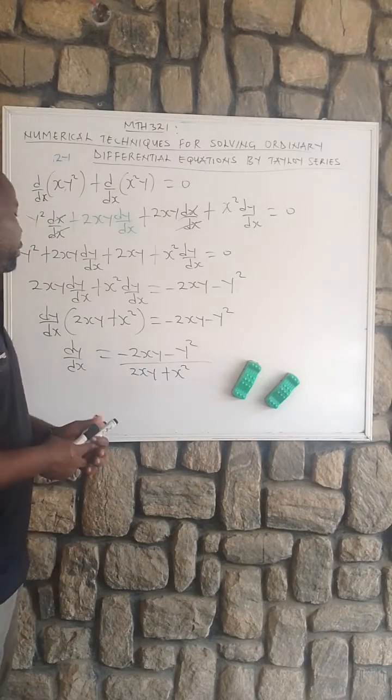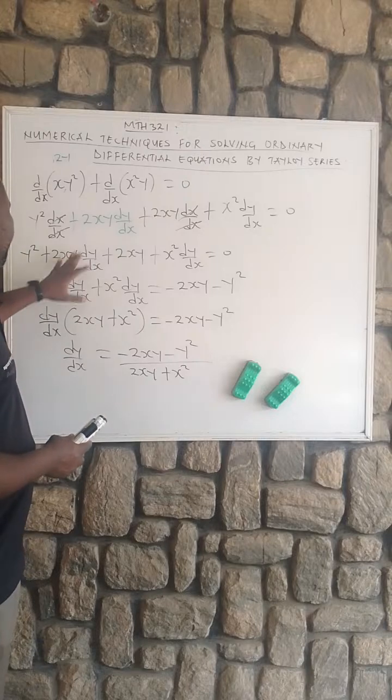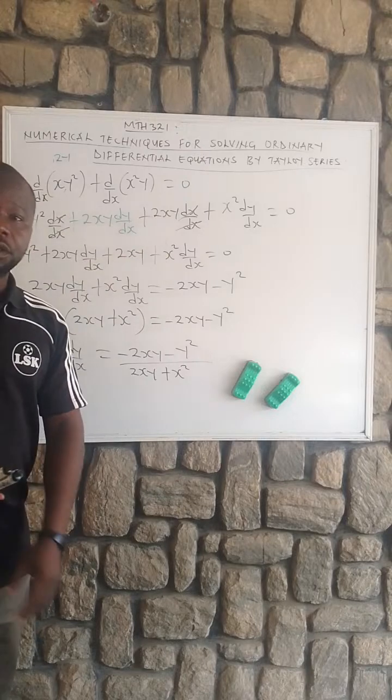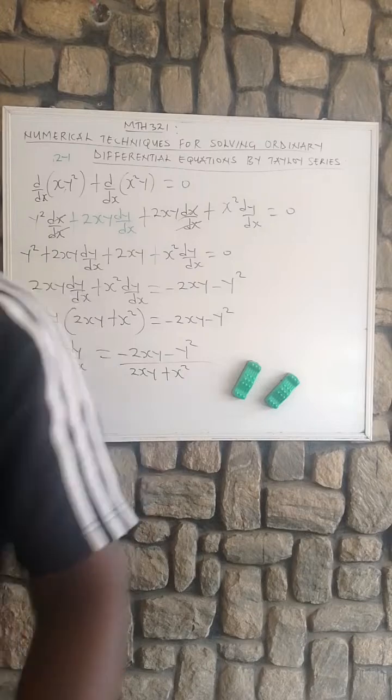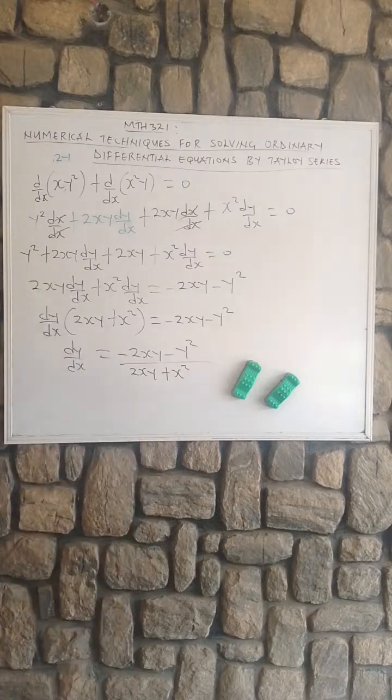So the most important thing is how to differentiate an implicit function. Is that clear? So with this knowledge, I think we'll go far. We can go far with this knowledge.